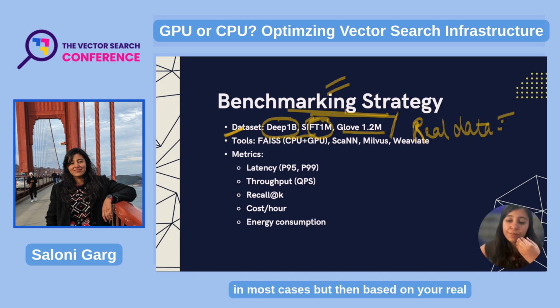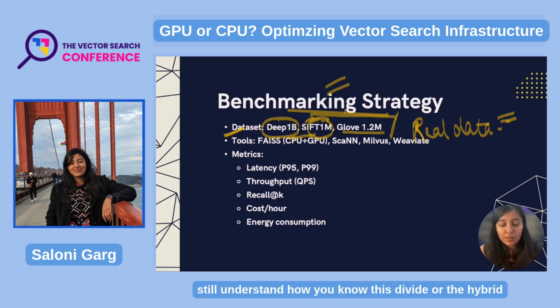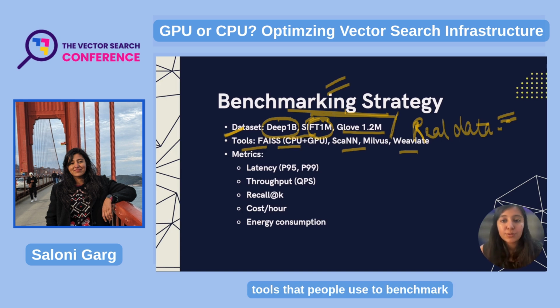Based on your real data and the model that you have, you would still want to understand how this divide, or the hybrid approach, is going to work in your case. And these are some of the tools that you can use: FAISS, ScaNN, Weaviate. These are some of the widely available open source tools that people use to benchmark model performance.